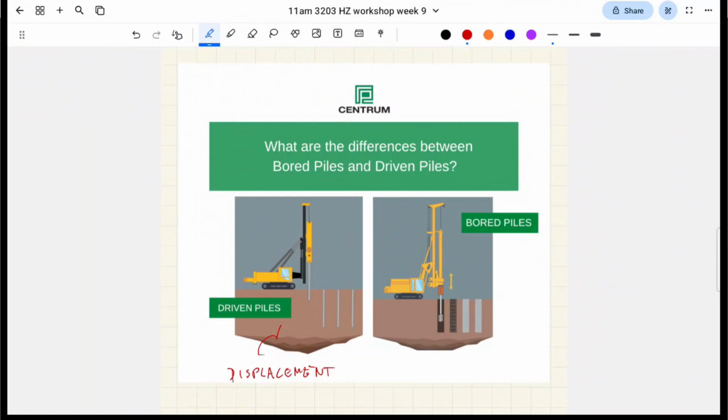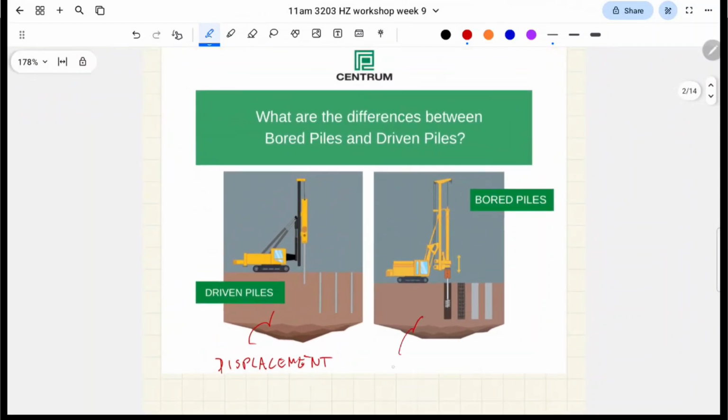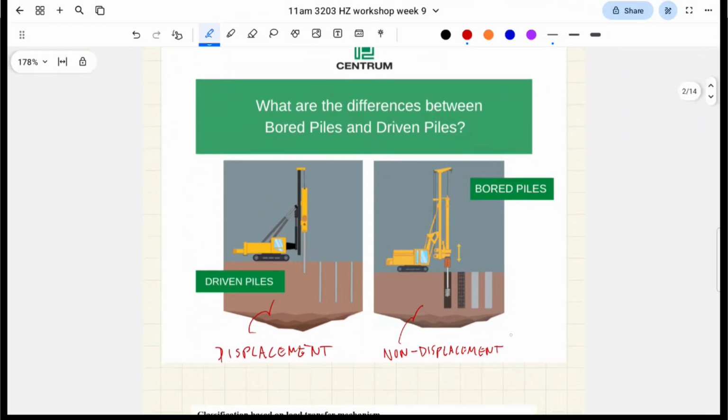In contrast, there's something called a bored pile. If we're continuing the wood analogy, you have this plank of wood, and you get your drill bit and your drill, and then you screw it in and take it out, so it creates a hole essentially, and then you cast concrete into that hole. That's what a bored pile is. It also has a few other names. It's also called a non-displacement pile, because it doesn't directly displace the soil laterally how you would by banging in a driven pile. It's also called a cast in situ pile.